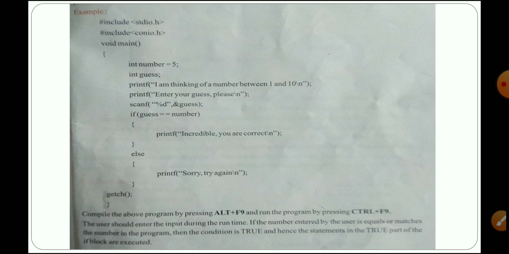Now I have to execute this. First I have to compile. Compile is used to find the errors of this program. You have to press Alt F9 after typing and saving this program. Press Alt F9 as the shortcut for compiling.